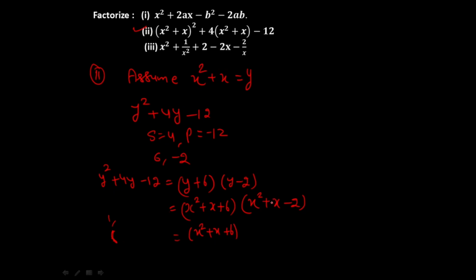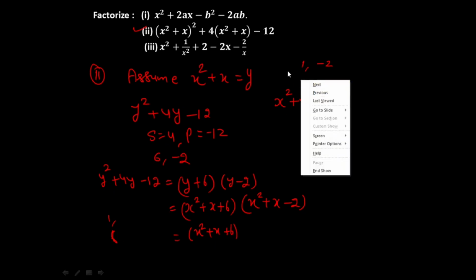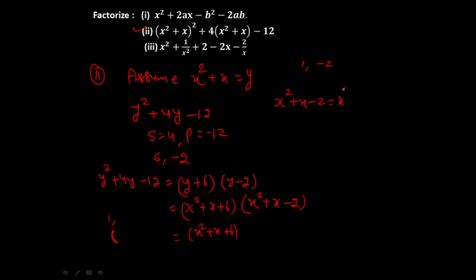In this case, sum should be 1 and product should be minus 2. You can do this part separately. Sum should be 1 and product should be minus 2 in this case. So two numbers are minus 2 and plus 1. x square minus 2x plus x minus 2. So if I factor this, I will be getting two factors: x minus 2 and x plus 1.